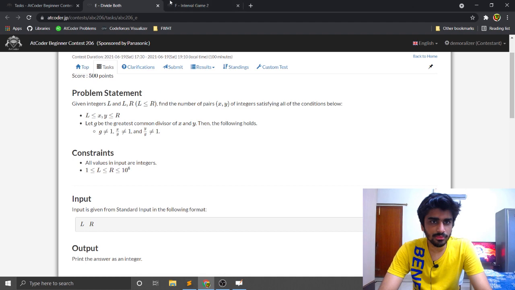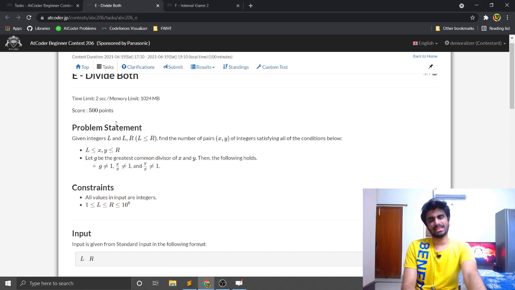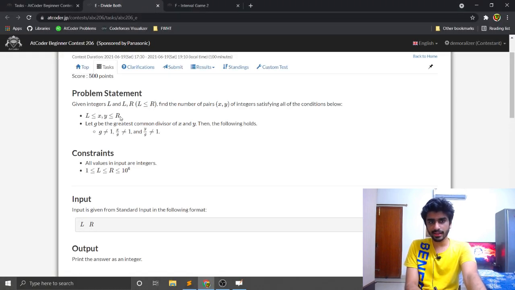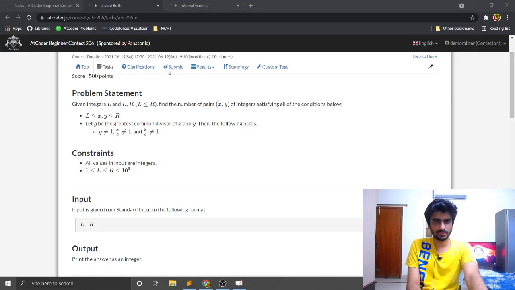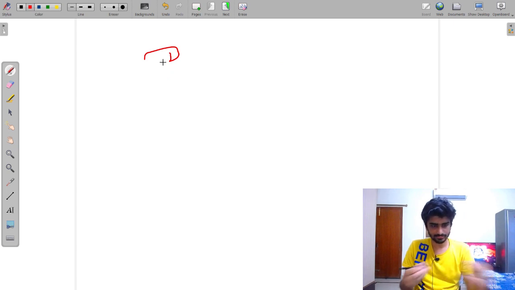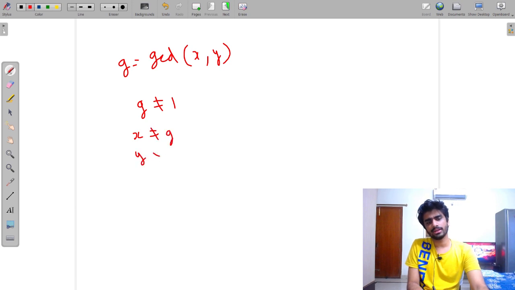Okay, so these two problems are actually a little bit tough. So let's look at these. This one is a little hard to explain. The thing I thought here is we are given L and R, and we want to see the pairs x comma y such that they lie between L and R, and these conditions should be satisfied. If the GCD of x and y is G, then we want G not equal to 1, and we want x not equal to G and y not equal to G.